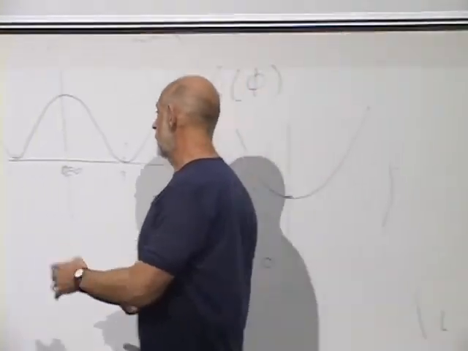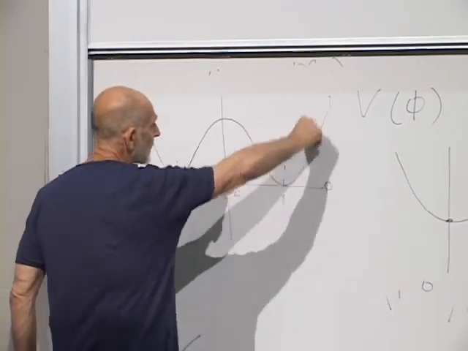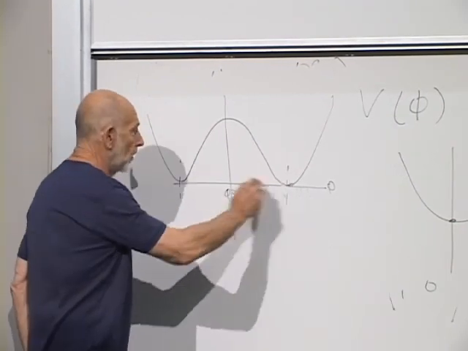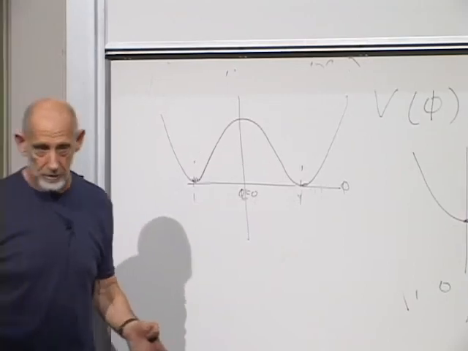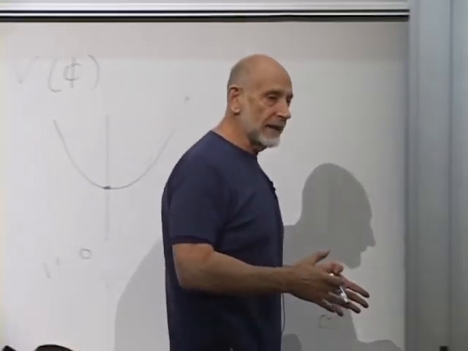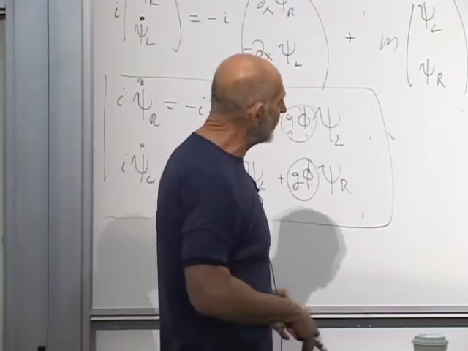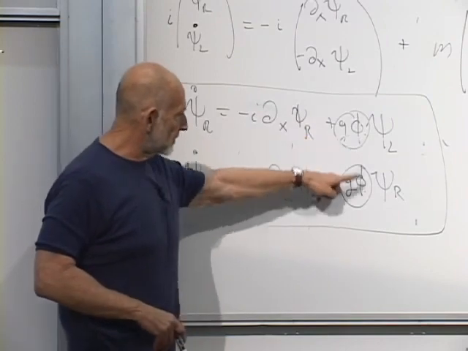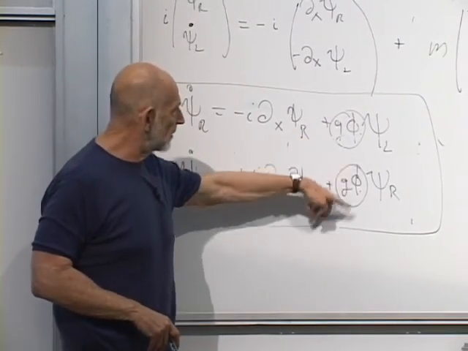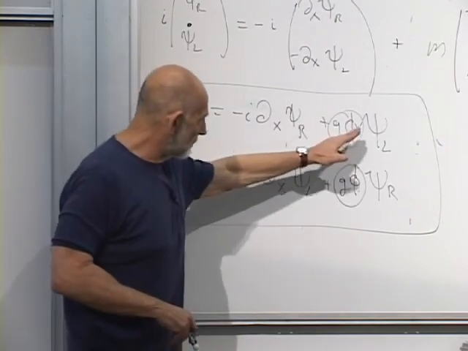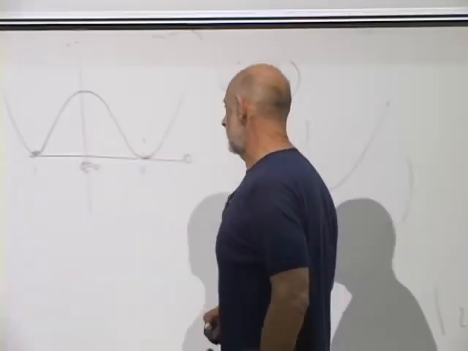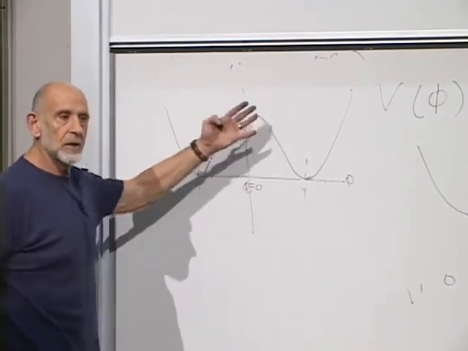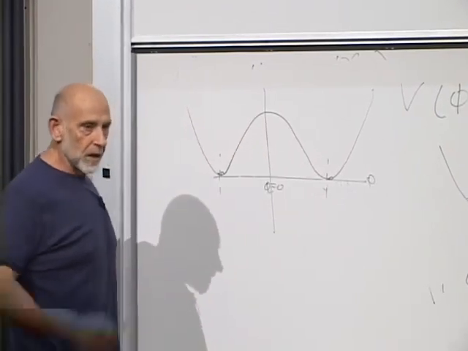If, for some reason, the field potential looks like this, then the state of lowest energy will either be over here or over here. There will be two configurations which will otherwise be identical, one with positive value of the field, one with negative value of the field. Either of them give rise to a mass of v of g times phi. And you can start asking, why did nature choose to have a field potential which looks like this? Not completely clear at the moment.